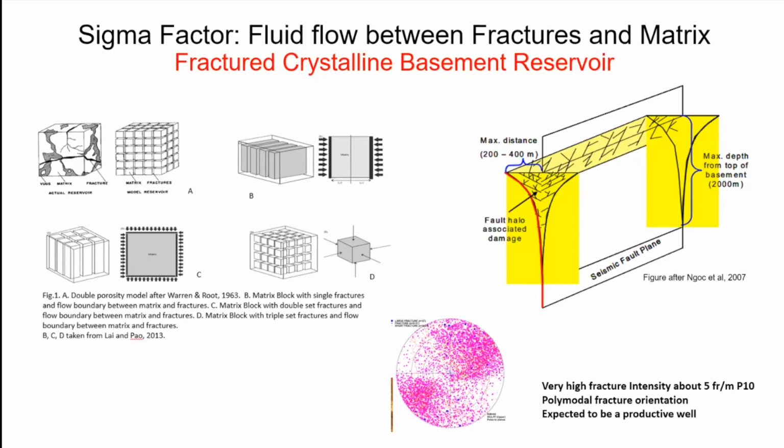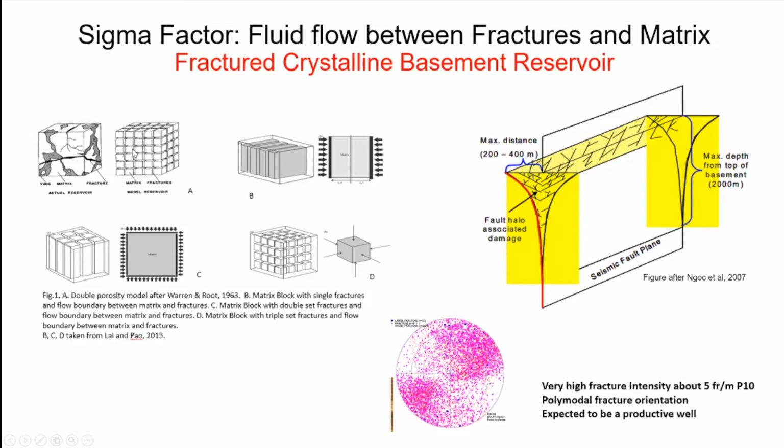And the second will be seal integrity. So let's talk about the sigma factor. This is very important because this is a type 1 reservoir, where pretty much the storage and the flow are associated with the fracture system in this crystalline basement reservoir. The sigma factor is key because it relates the fluid flow between the matrix and the fractures.